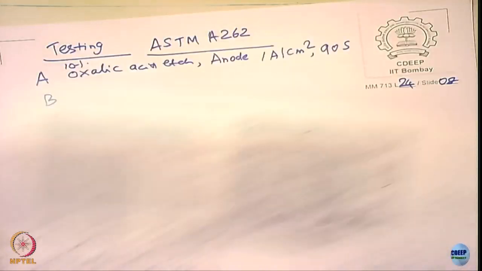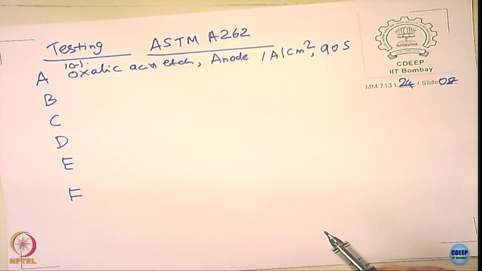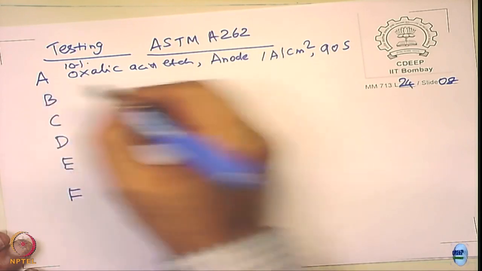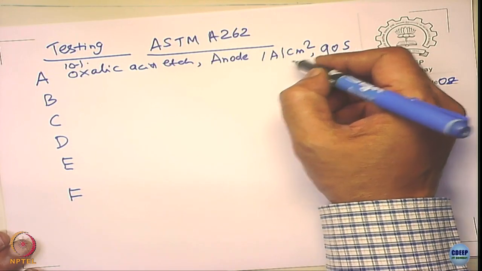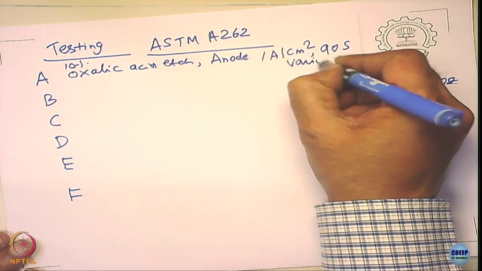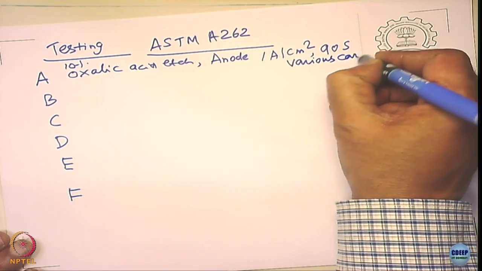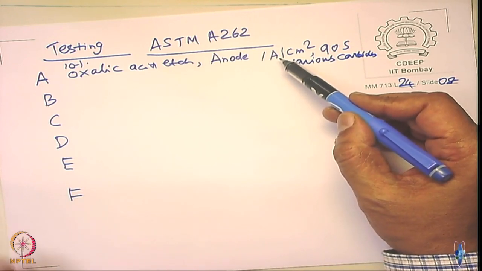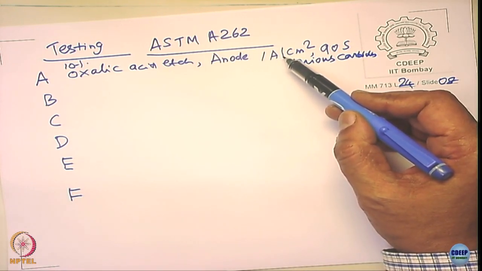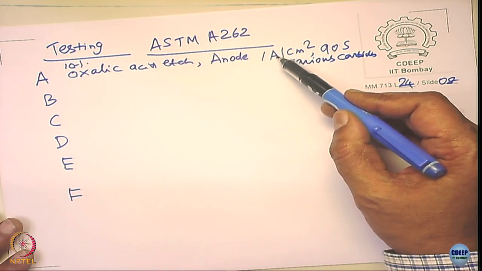Now, this test, what you need to understand primarily, I am not going to tell everything. What you need to understand is, what is the purpose of these tests? A, B, C. This one talks about only the various carbides. Please notice when you apply 1 ampere, it goes to a very high transpassive region, and so the carbides also dissolve at this particular potentials.